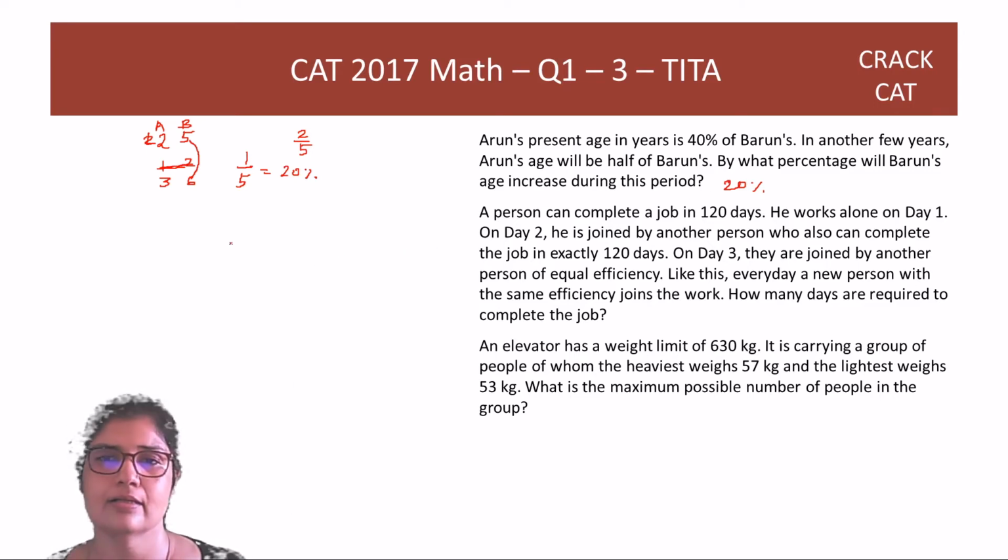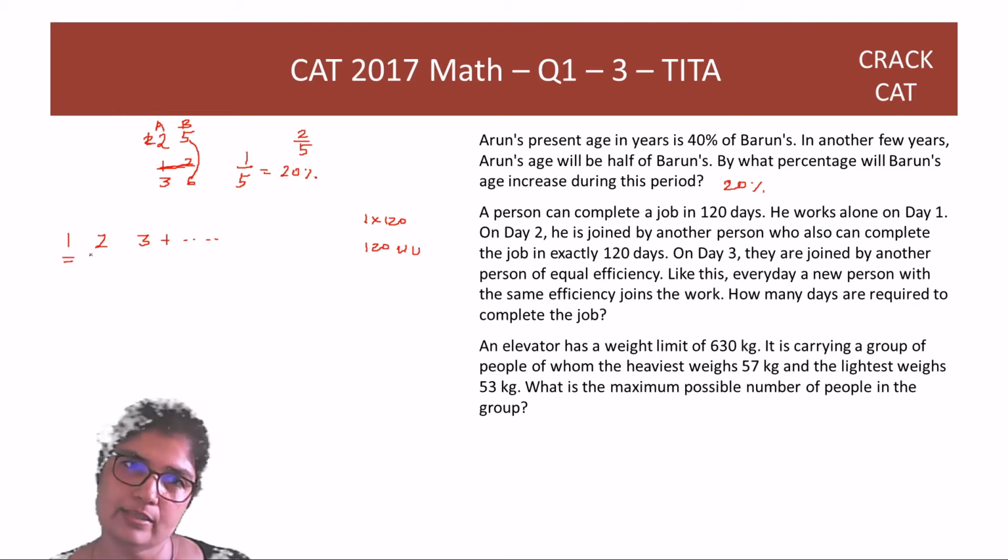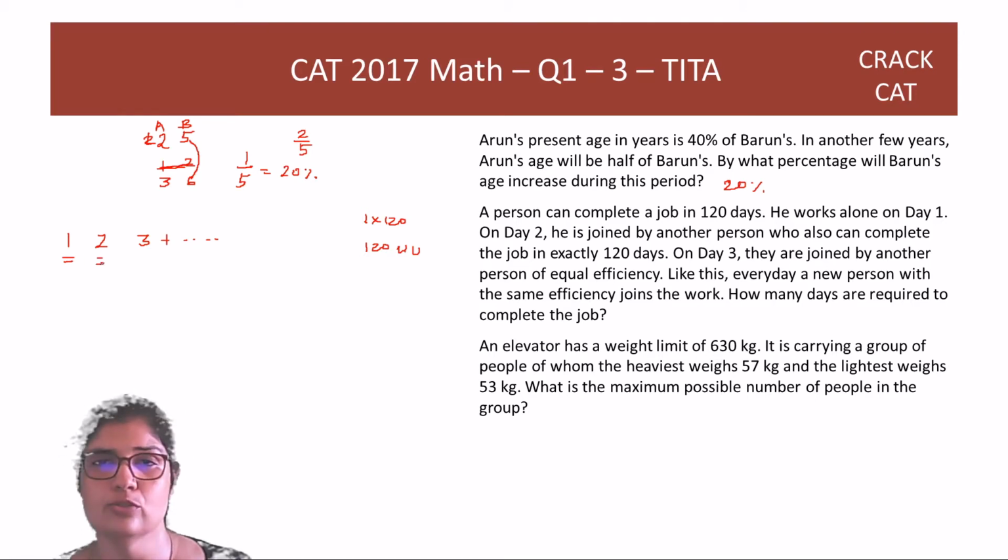TITA answers. Okay. A person can complete a job in 120 days. He works alone on day 1. So day 1, there is one person working. Day 2, one person joins him in the same efficiency, so 2 people are working. Day 3, 3 people, and so on. One person doing the job in 120 days is the same as 120 work units. So if on the first day one person is working, one work unit is done.